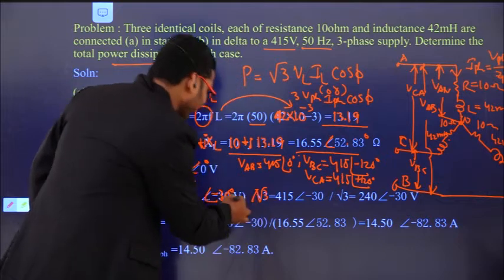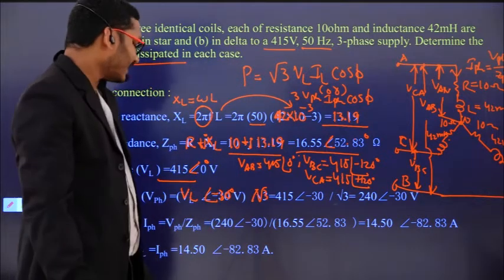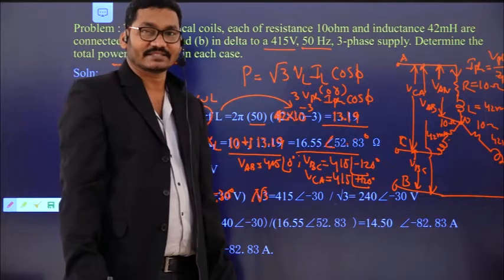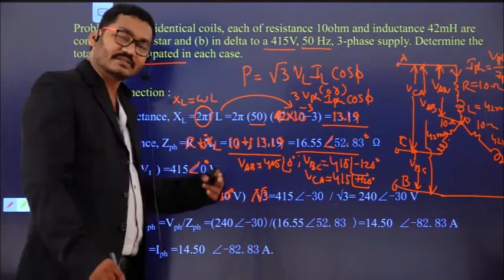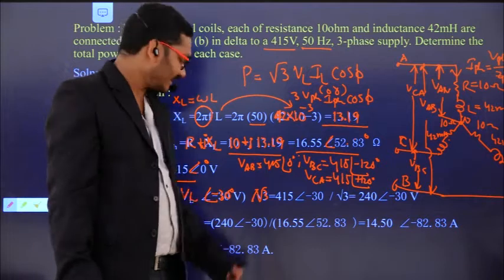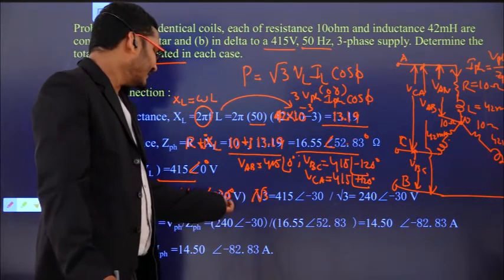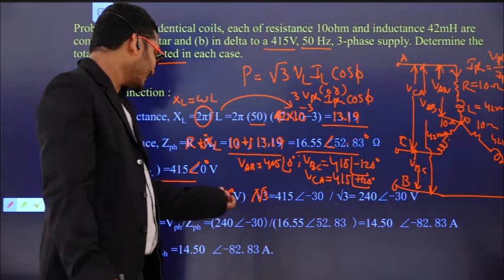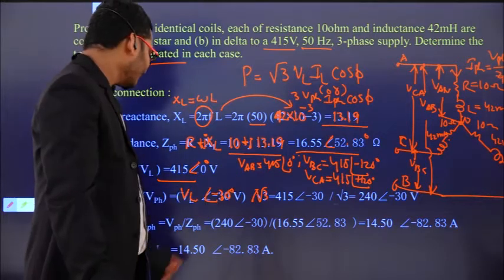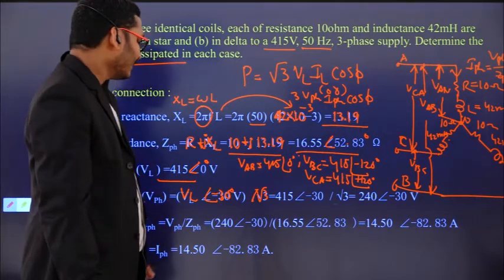Why have I taken minus 30 degrees? Because line voltage always leads phase voltage by 30 degrees. You can make the same comment as: phase voltage lags line voltage by 30 degrees. That's why I have considered lagging, which indicates negative, minus 30. Phase voltage lags line voltage by 30 degrees, so VL at an angle minus 30 by root 3.